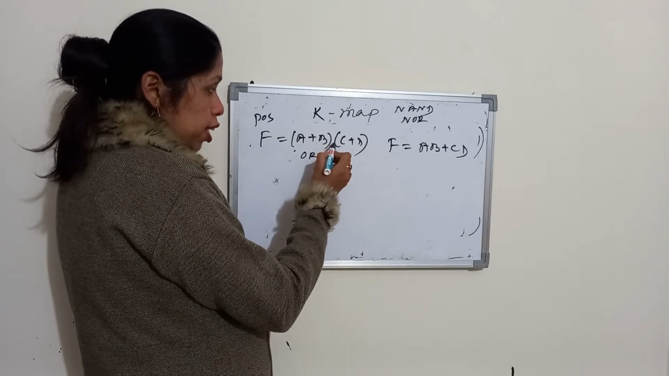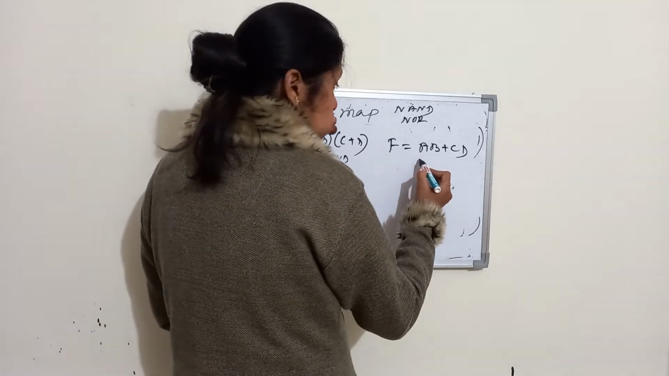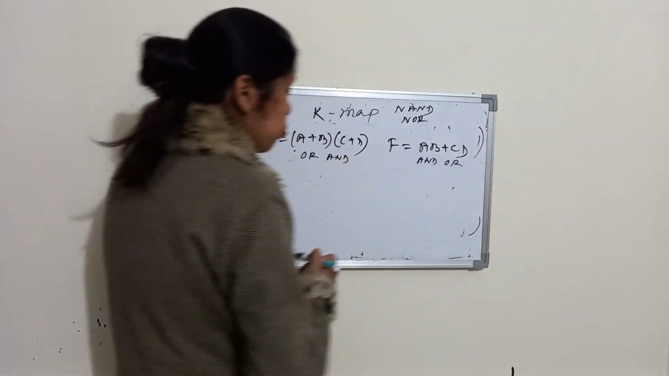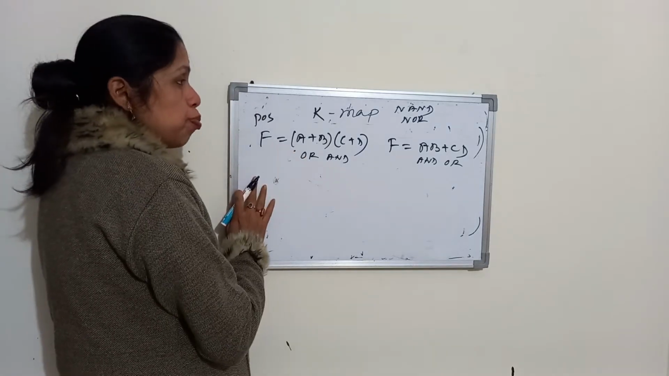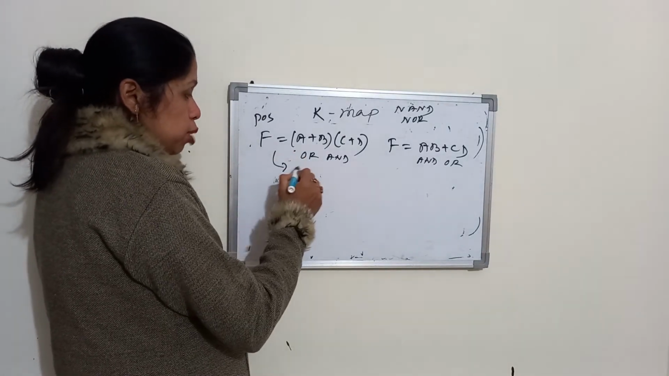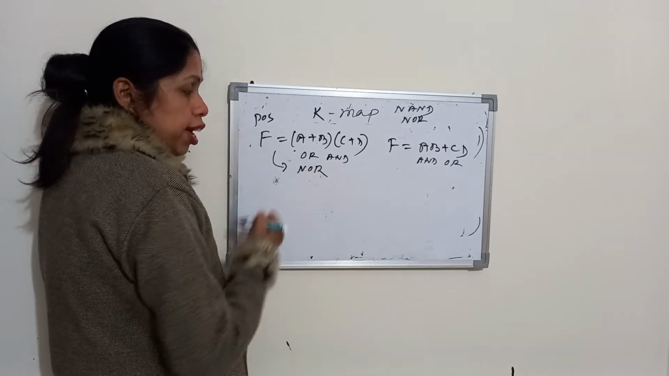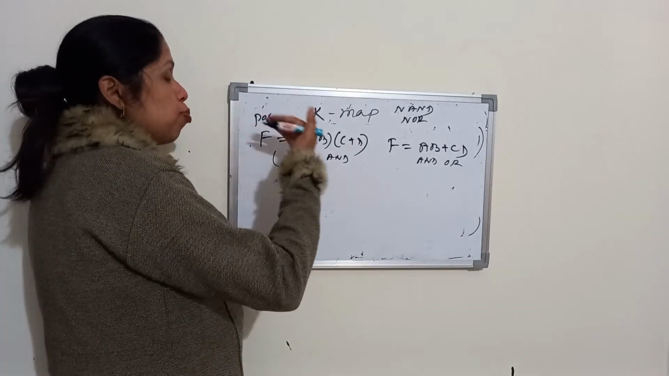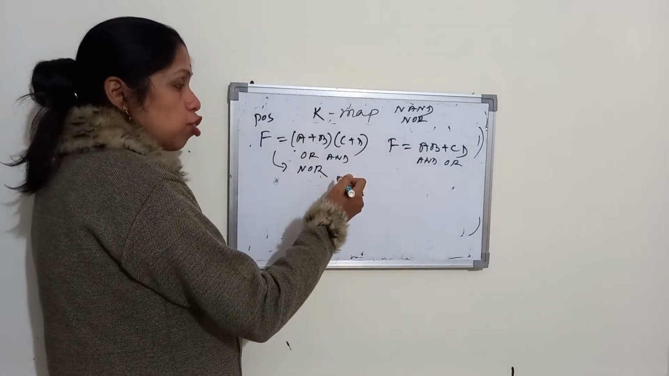First you have to OR and then AND. Okay, here first you have to do AND and then OR. Now, if you want to use the basic gate for POS expression, you have to use mainly NOR gate. Okay, so minimum circuits are required if we implement POS expression by using the NOR gate.